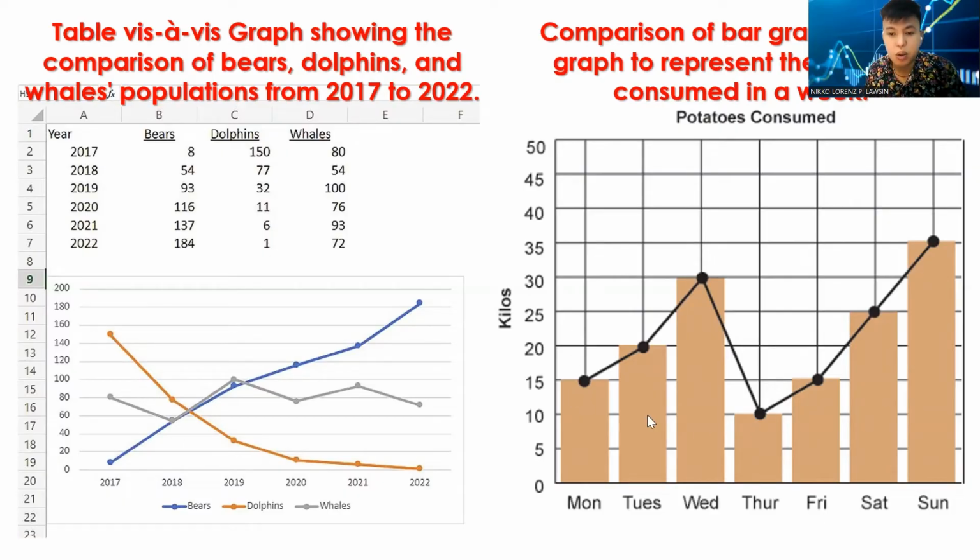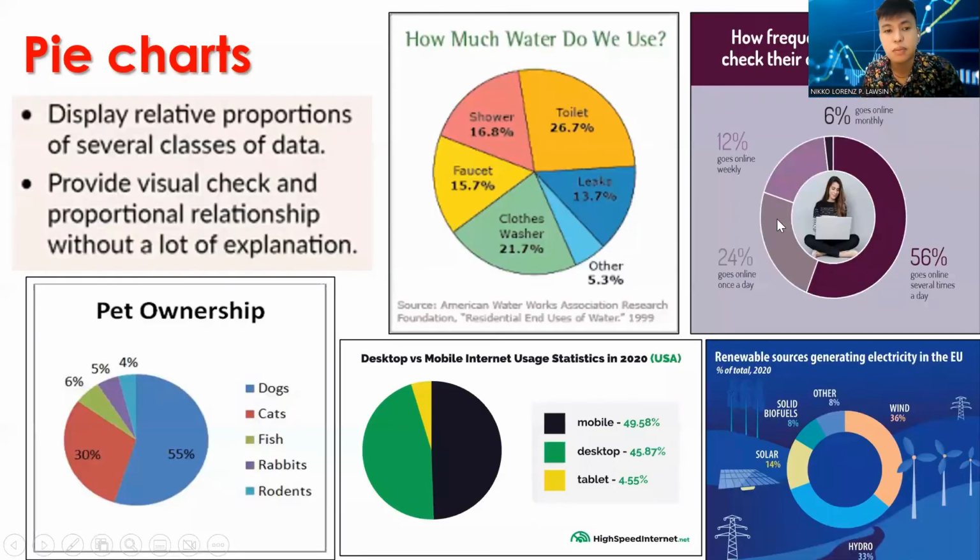Okay, so you can see the point where the dots are plotted, and here is the comparison in bar graph as well. Pie chart. A pie chart displays the relative proportion of several classes of data. It provides a visual and proportional relationship without a lot of explanation. So for example, how much water do we use?